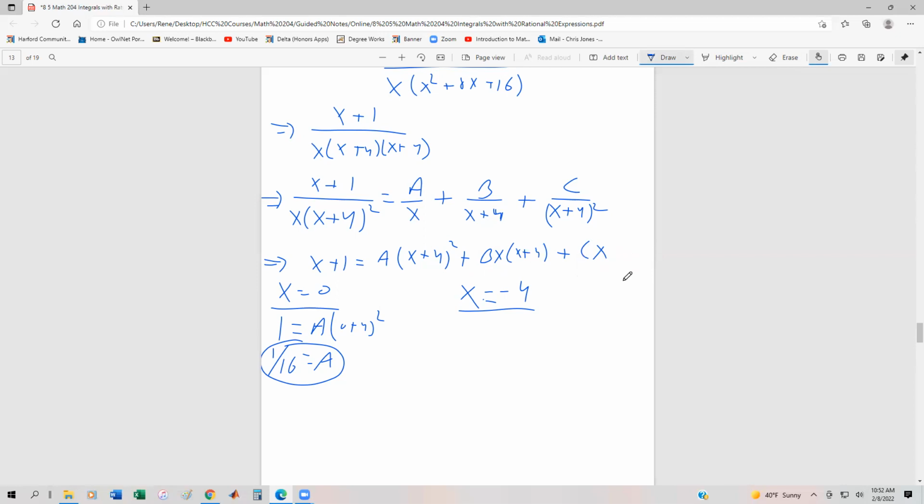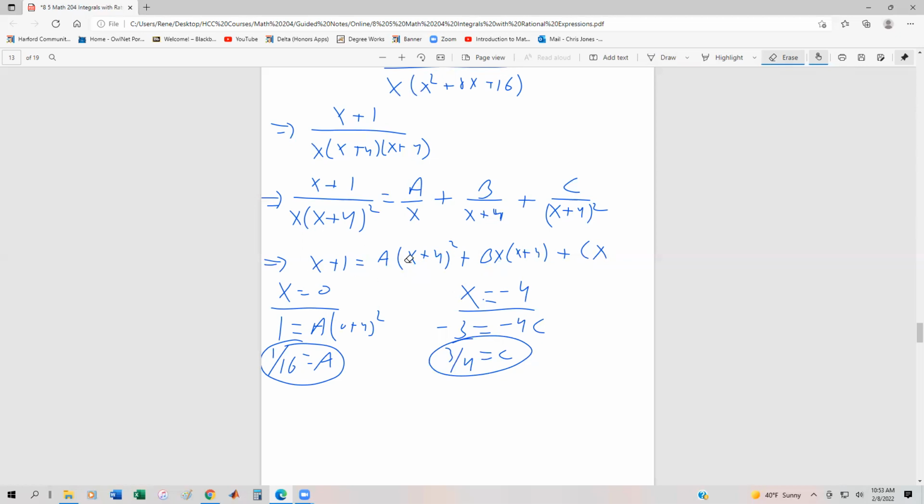So if we substitute -4 back in, that's going to give us -3. -4 plus 4 squared is 0. B times -4 times 0 is 0. And we get -4C. And we get 3/4 equals C. All right, so not so bad so far.